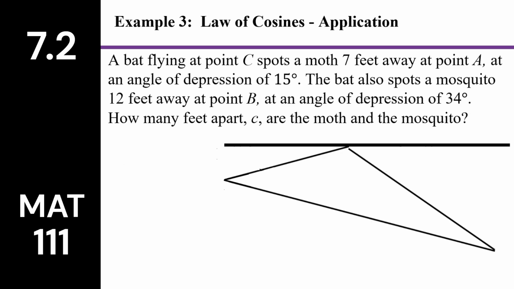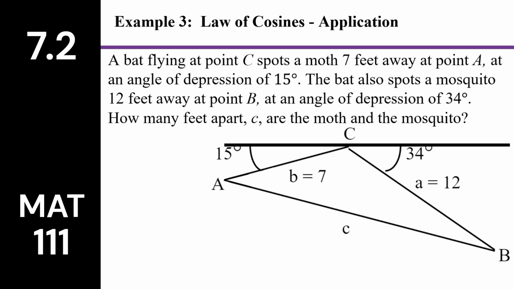In example 3, we'll do an application problem. A bat flying at point C spots a moth 7 feet away at point A at an angle of depression of 15 degrees. The bat also spots a mosquito 12 feet away at point B at an angle of depression of 34 degrees. How many feet apart are the moth and the mosquito?